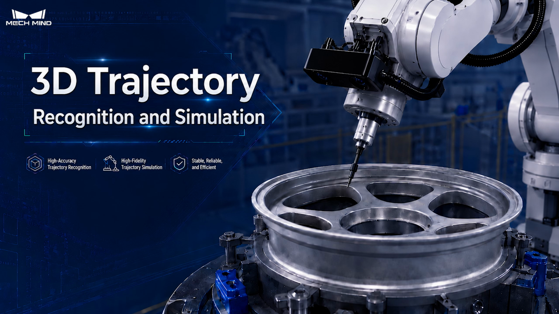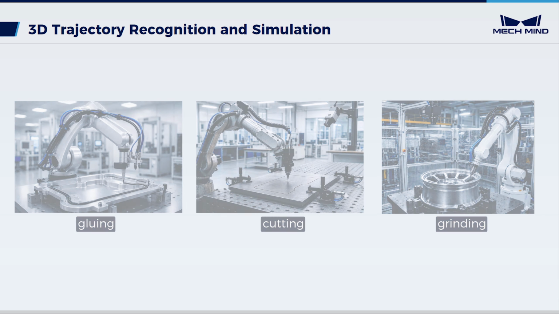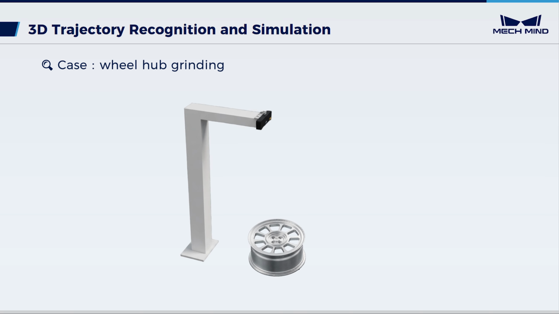This video will guide you through the configuration process of 3D trajectory recognition and simulation, which is commonly applied in industrial scenarios such as gluing, cutting, and grinding. Here, we'll take wheel hub grinding as an example. In this scenario, the robot needs to continuously grind along the outer edge of the wheel hub to remove burrs.